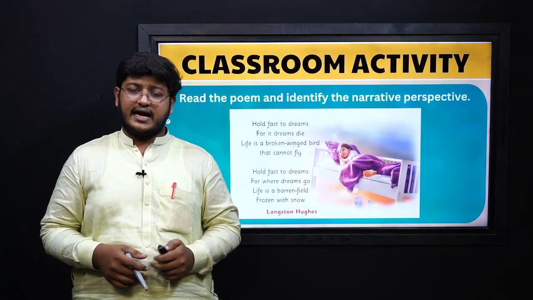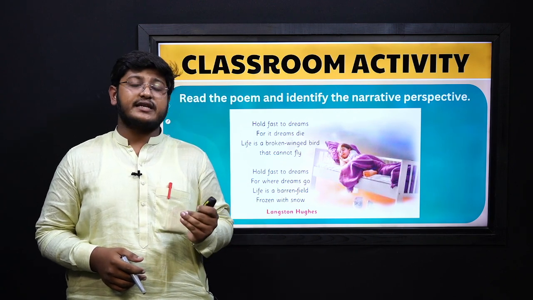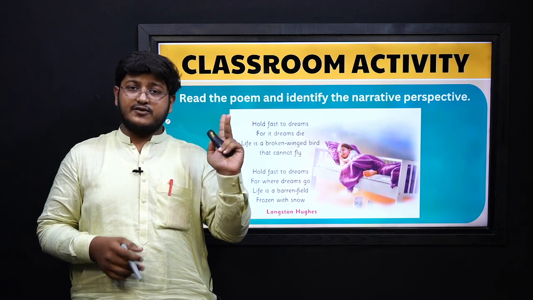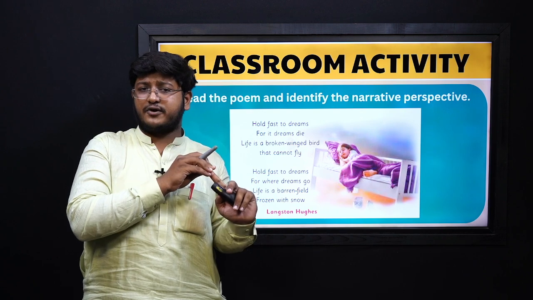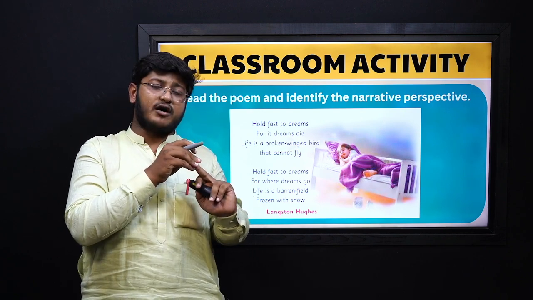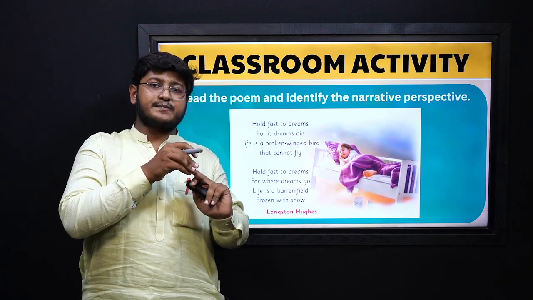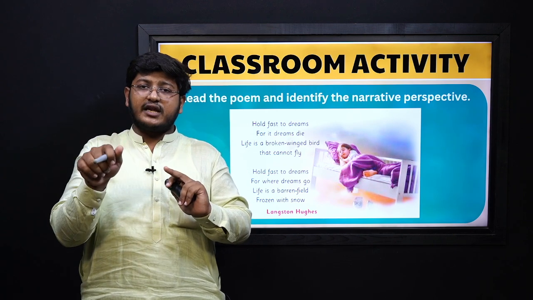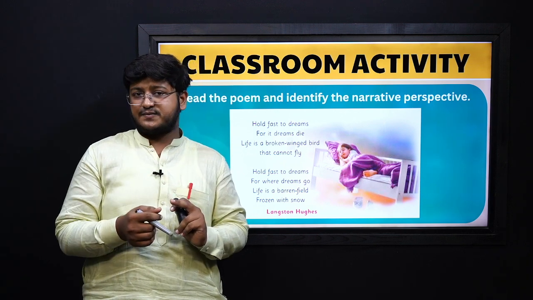So let's go further. I hope you guys have understood what is meant by the different perspectives and how we can identify the narrative perspectives. Two things: firstly, we have to see the pronouns, and secondly we have to see the content. If the pronoun is I, me, my, and the content is based on the character's feelings, emotions and thoughts, it means it's first person perspective.